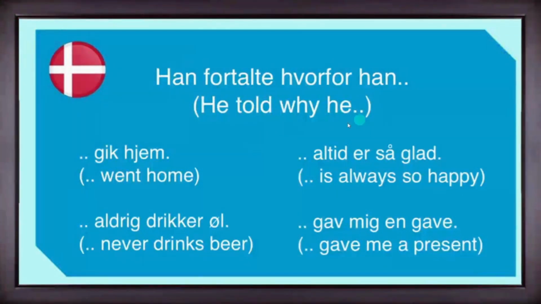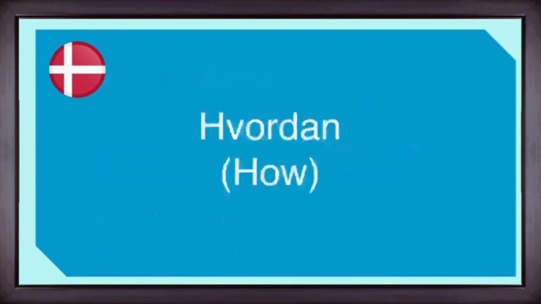Han fortalte, hvorfor han gik hjem. Han fortalte, hvorfor han aldrig drikker øl. Han fortalte, hvorfor han altid er så glad. Han fortalte, hvorfor han gav mig en gave. Beautiful. Alright. Så giver hvordan. Hvordan. And this is one of the hows. There's also another how, right? But this is like how you do something, how something is going.